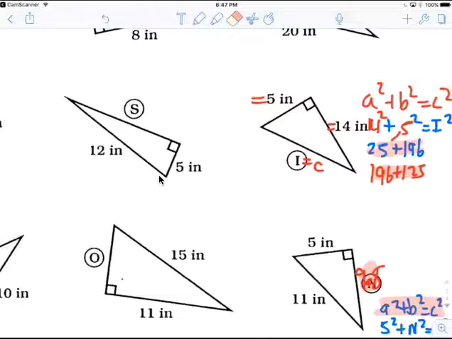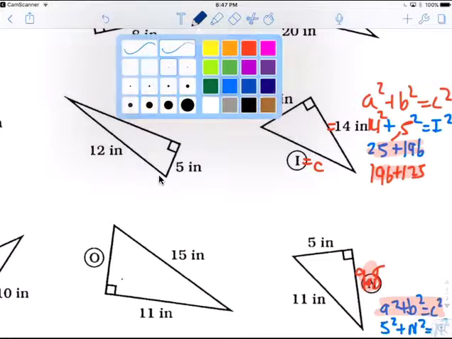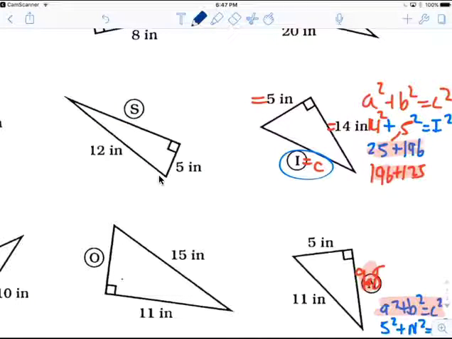So that's why we always find C first. C is the only thing that matters. Because A and B, you're going to add them to each other and you're going to get the same answer no matter what. Okay. 25 plus 196 or 196 plus 25, you get the same answer. And that answer is, let's use a calculator for that.